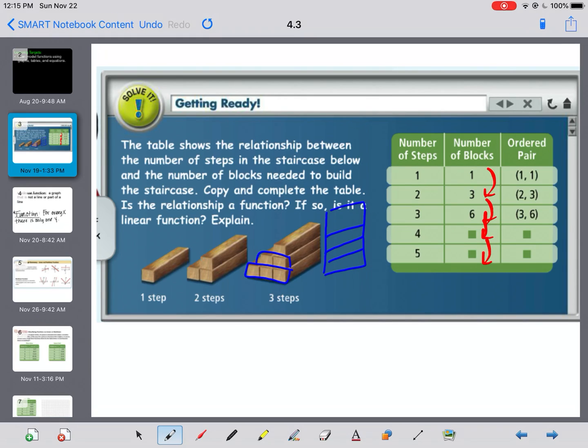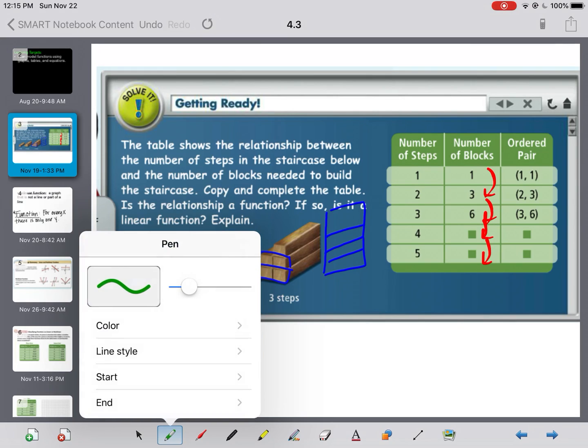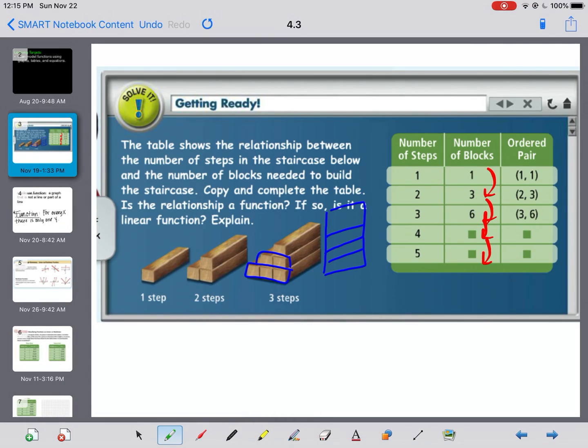Alright, this table shows the relationship between the number of steps in the staircase below and the number of blocks needed to build these staircases. Copy and complete the table. Is the relationship a function? If so, is it a linear function? Remember that in a function, we have one y for every x. You can have a function without having a linear function, and that's what we're going to talk about today. But the first thing I'm going to do is have you look to find out how this table is changing.